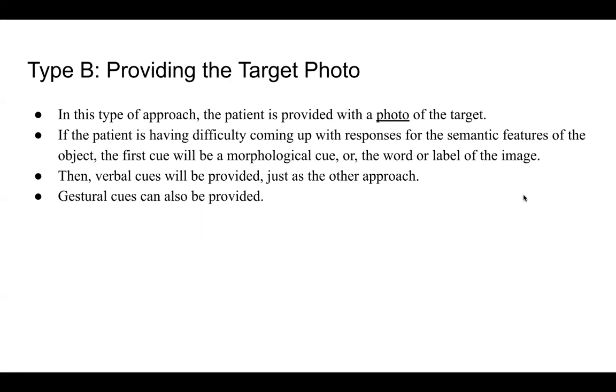And type B is fairly similar, but you start with giving the photo first. Once the image is provided, the patient will use the semantic map to fill in the semantic features of the target. And cues are similar to type A. However, if we're providing the photo first, then our first cue might be giving the label of the image.